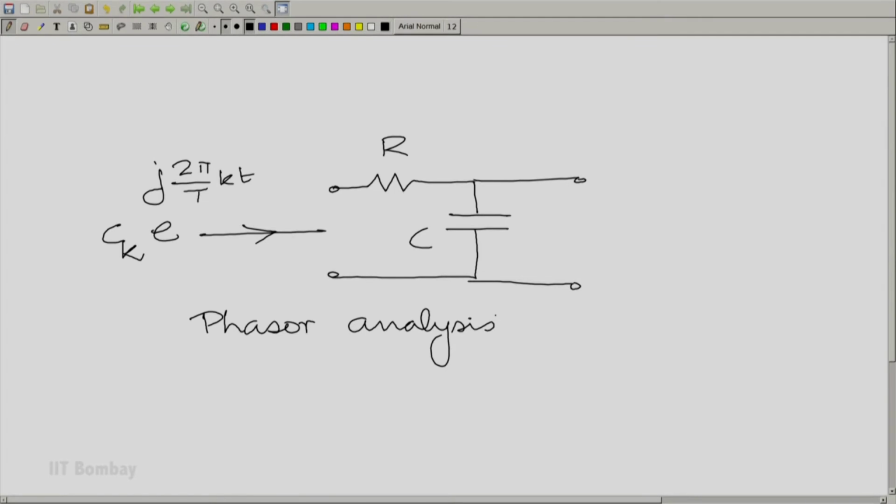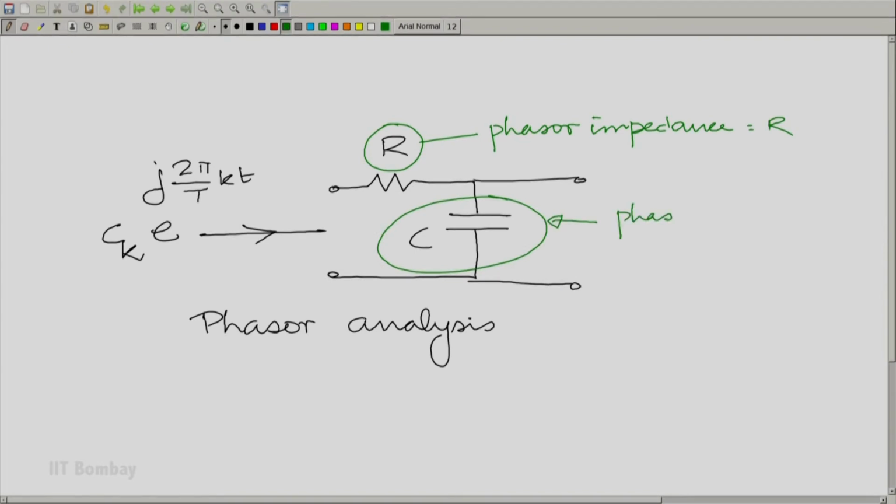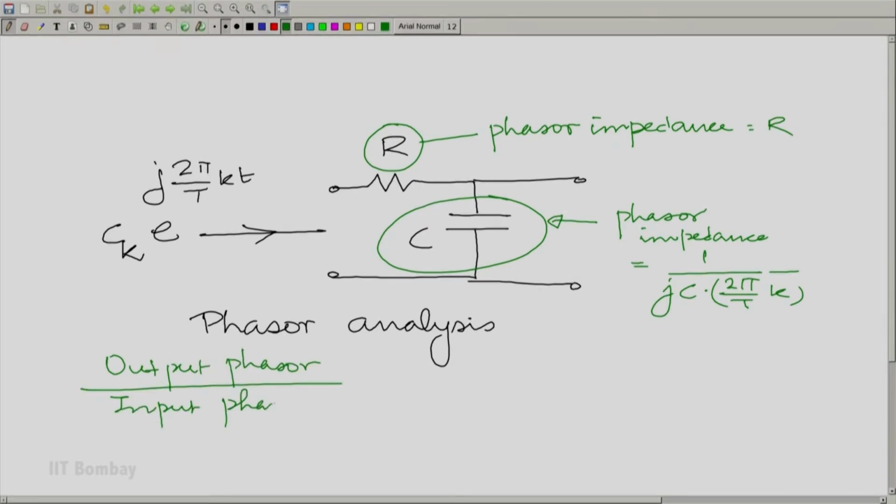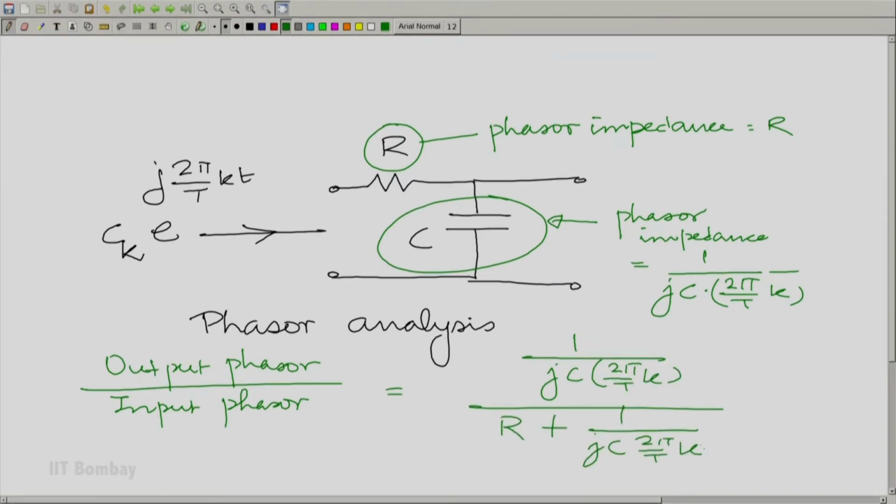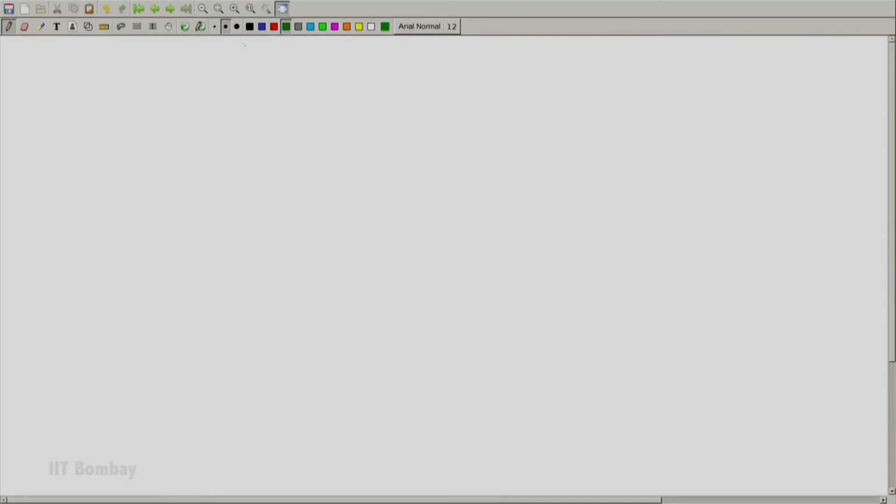So, we know that each of these elements can be replaced by their phasor impedances. For example, the phasor impedance of this is equal to R, independent of frequency. The phasor impedance of this is equal to 1 by j C times the angular frequency, and the angular frequency is 2 pi by T times k. And therefore, the output phasor by the input phasor is equal to 1 by j C times 2 pi by T times k divided by R plus 1 by the same quantity.